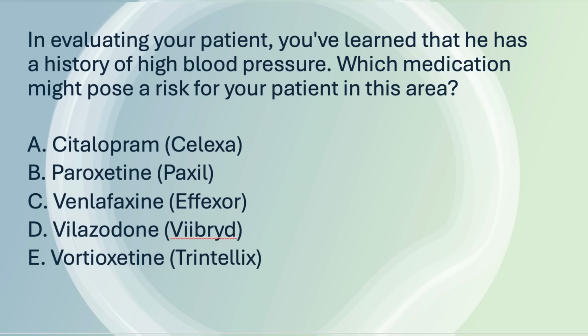A. Citalopram or Celexa. This is an SSRI that primarily increases serotonin. It has minimal effect on blood pressure, but it may prolong QT interval at higher doses, but it's not typically a concern for hypertension. And then we have B, paroxetine or Paxil. This is also an SSRI that has an anticholinergic property, but it does not elevate blood pressure. It may cause weight gain and sedation instead.